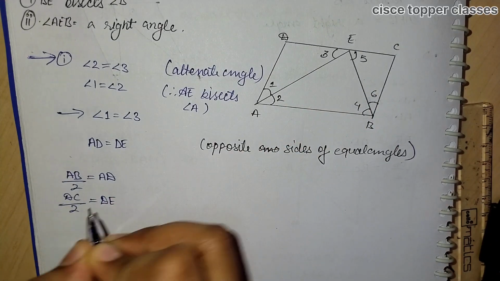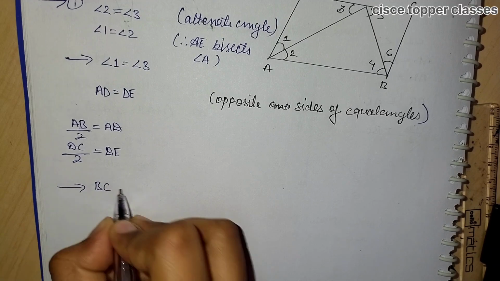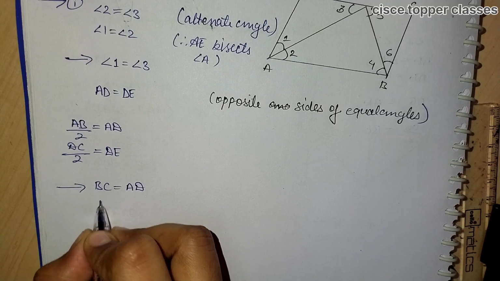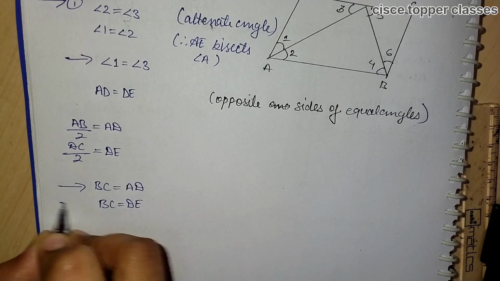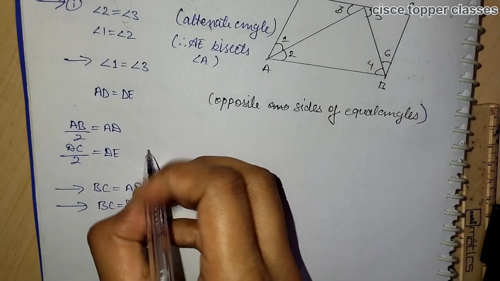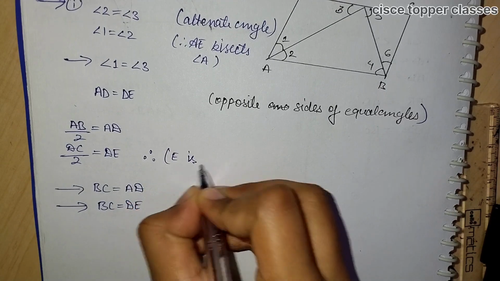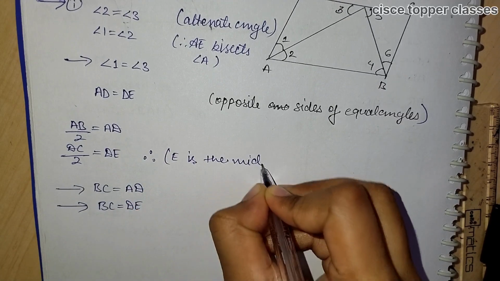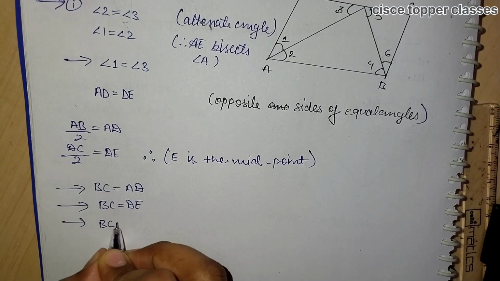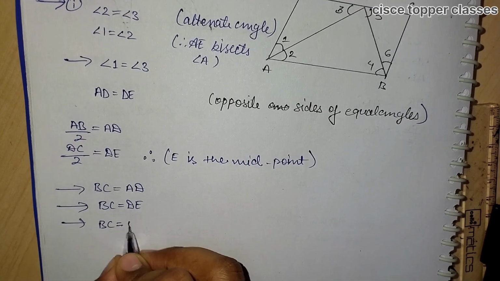So DC by 2. Similarly, we can write here BC is equal to AD and AD here is equal to DE, means BC is equal to DE. And as we have proved here that DC by 2 is equal to DE, means E is the midpoint here. We can simply write here BC is equal to DE, that is EC here.